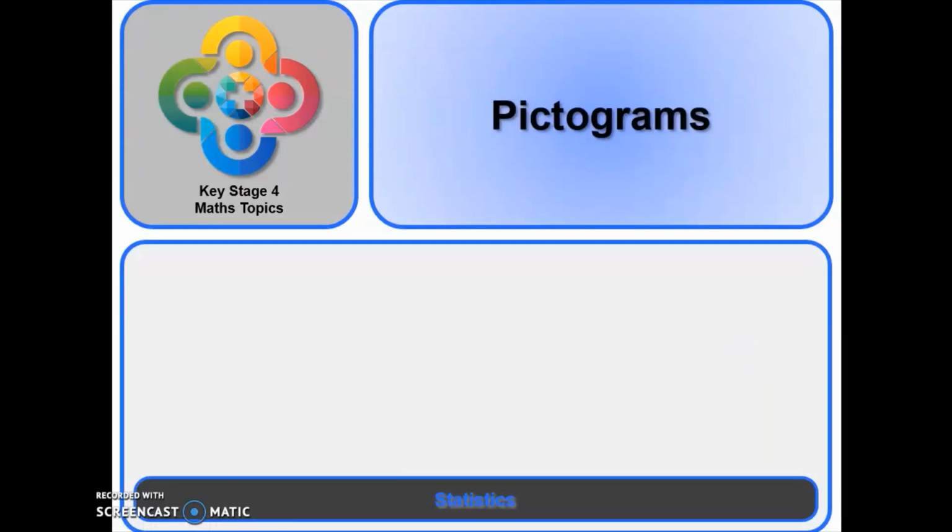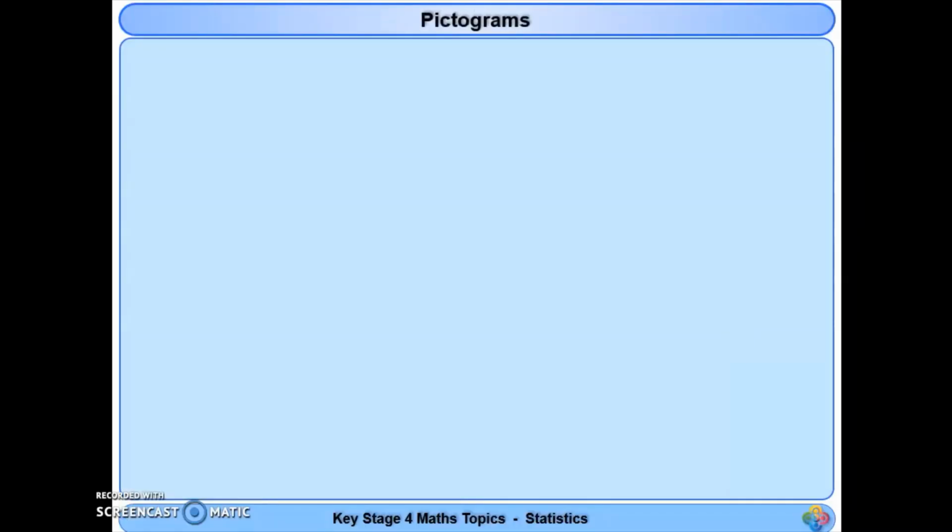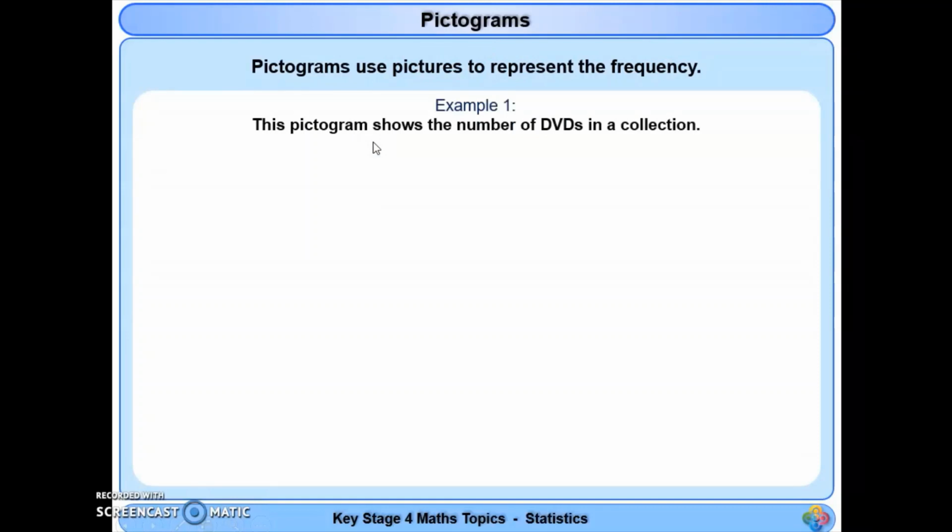In today's session, we're going to have a look at pictograms, see how to interpret pictograms, and that will of course help us in drawing pictograms ourselves. Pictograms are another way of visually representing data, but in a pictogram, pictures or images are used to represent the frequency. Let's have a look at an example.